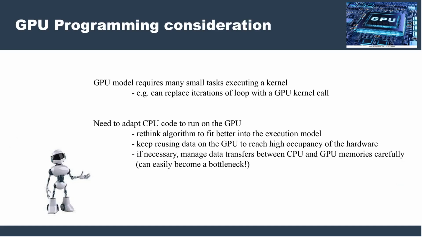Graphics processing unit programming involves executing numerous small tasks via kernel calls, often replacing loop iterations. Adapting central processing unit code for graphics processing unit requires rethinking algorithms to fit the execution model. Reusing data on the graphics processing unit is crucial for high hardware occupancy. Careful management of data transfers between central processing unit and graphics processing unit is essential to avoid bottlenecks.